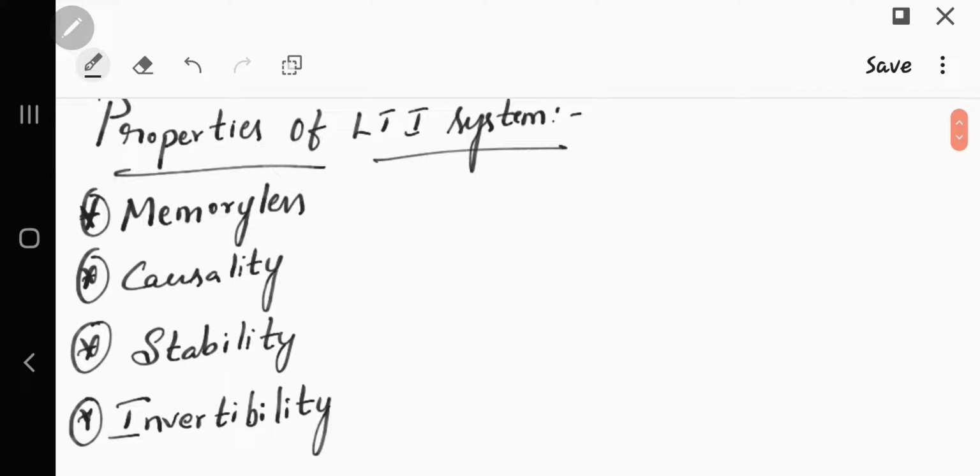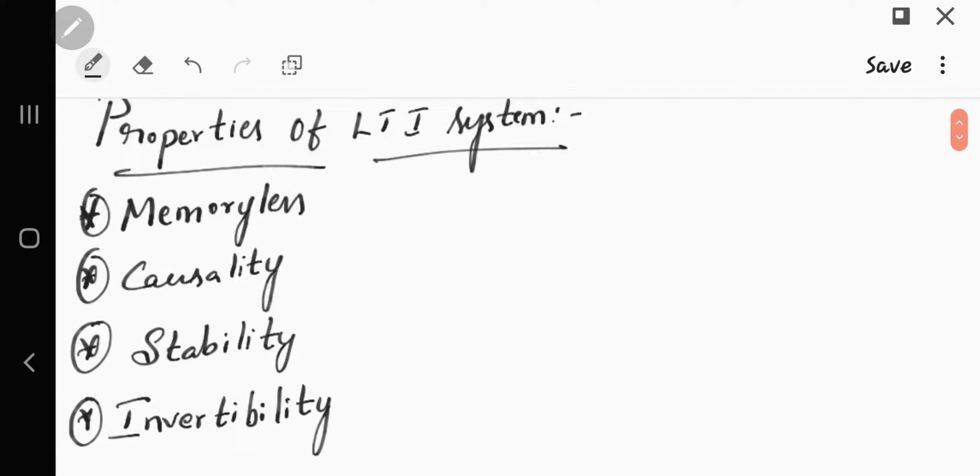So why only 4? If you go through the properties of systems, we have memory, causality, stability, invertibility, linearity, and time invariance. Since the properties we are discussing are only about LTI systems, the system already possesses the 2 properties, linearity and time invariance. So excluding those 2, we remain with the 4 properties: memory, causality, stability, and invertibility.